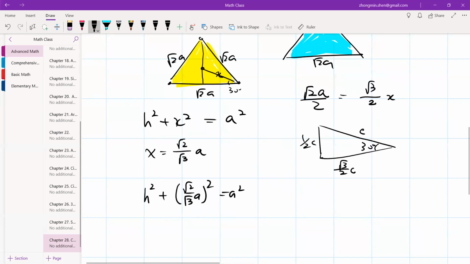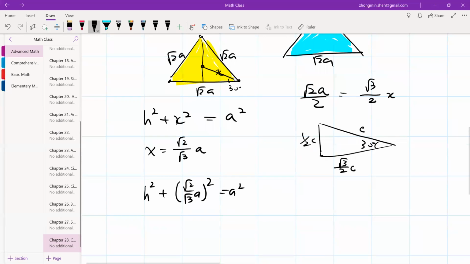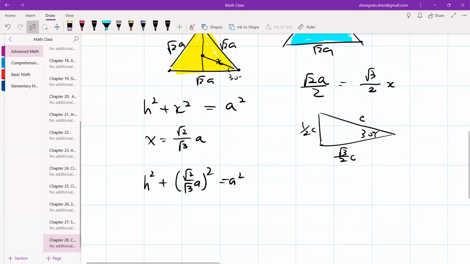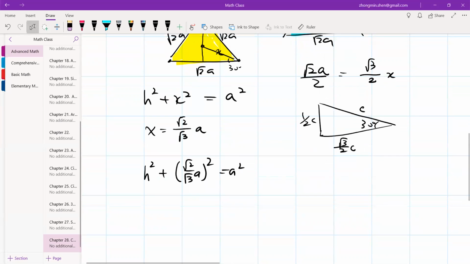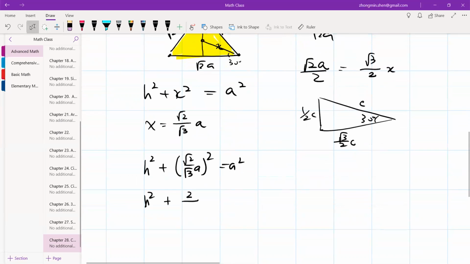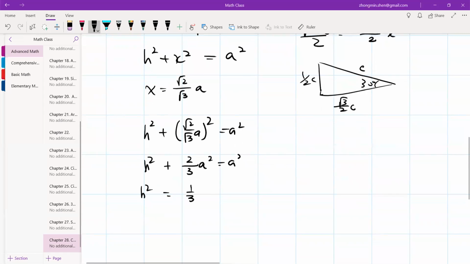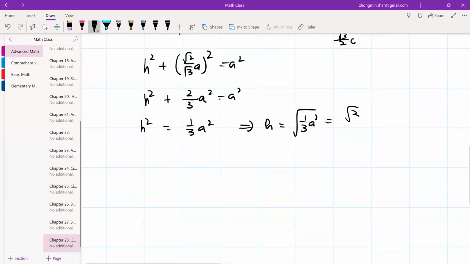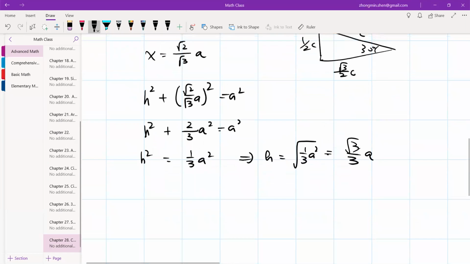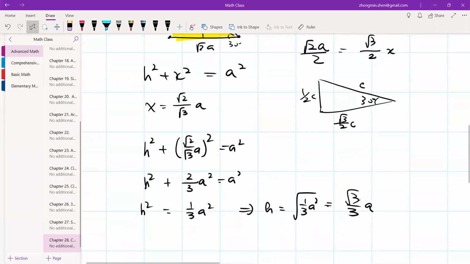We can solve this equation: h squared plus 2 over 3 a squared equals a squared. Move this term to the right-hand side and you get 1/3 of a squared. That implies h is square root of 1/3 a squared. If you rationalize the denominator, you get square root 3 over 3 a. So that's it. This is a difficult problem, but we did a similar one during class. When you have trouble solving a problem, look at the notes. There are similar problems already discussed.